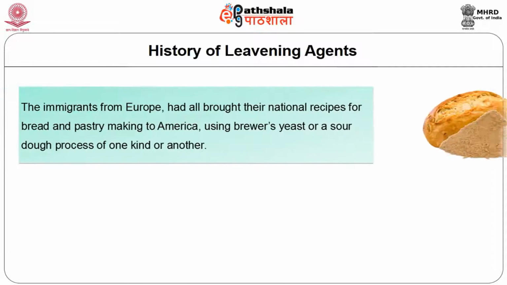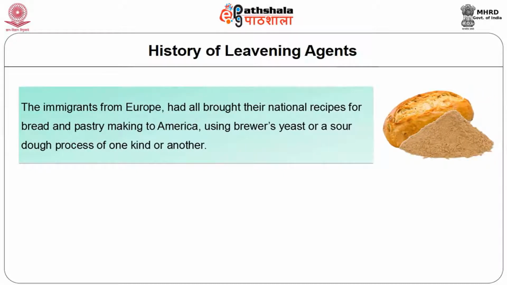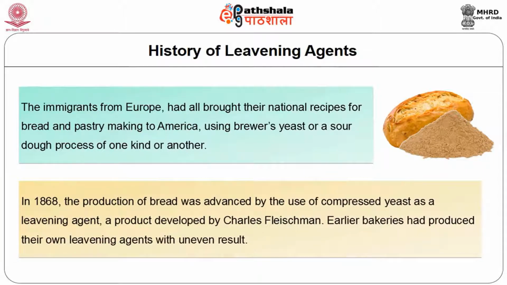The immigrants from Europe had all brought their national recipes for bread and pastry making to America using brewer's yeast or a sourdough process of one kind or another. Until the late 1700s, naturally occurring airborne yeast was still the leavening agent of choice.